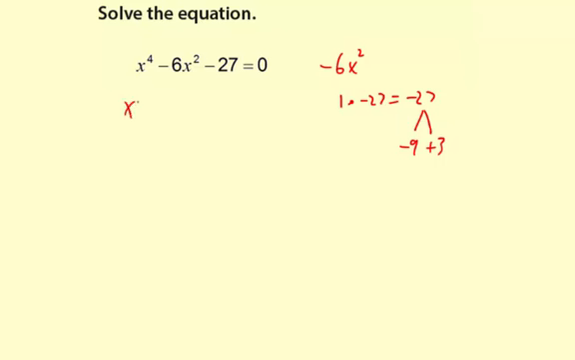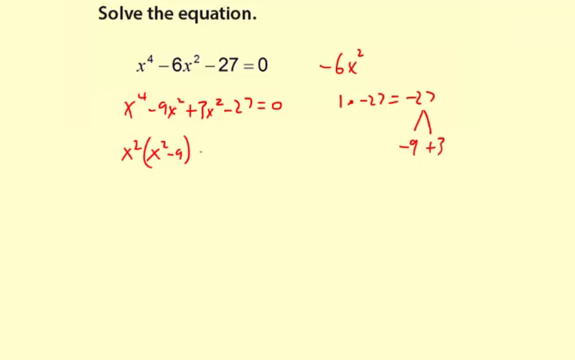Now watch what happens. x to the fourth minus 9x squared plus 3x squared minus 27 equals 0. Okay, see how that works? It's the same idea as regular factor by grouping with a quadratic, but we just have different exponents here. So now we can do factor by grouping. x squared is in common with x to the fourth and the minus 9x squared, and that's going to leave x squared minus 9, because x squared times x squared makes x to the fourth. x squared times negative 9 makes negative 9x squared.